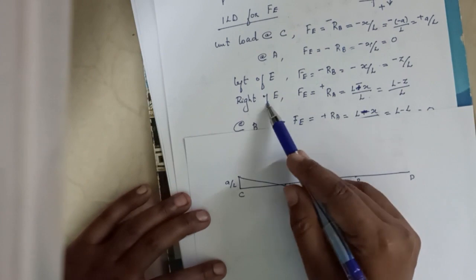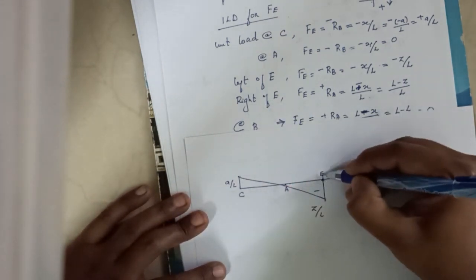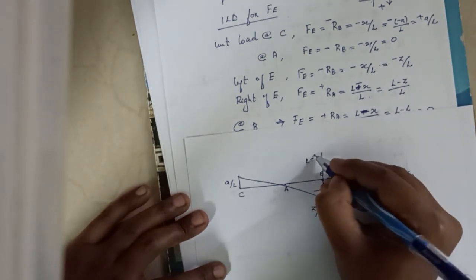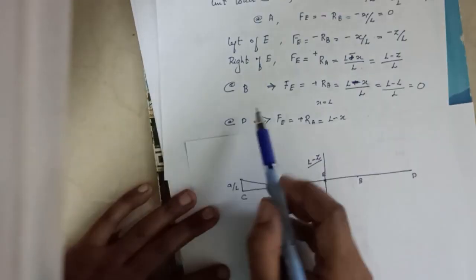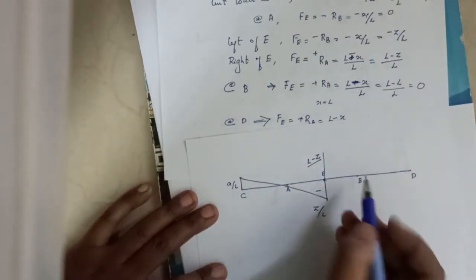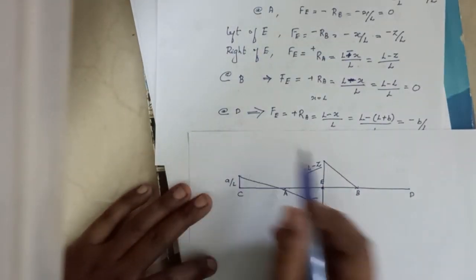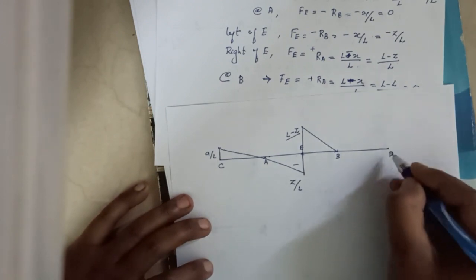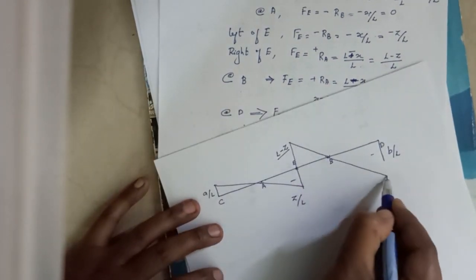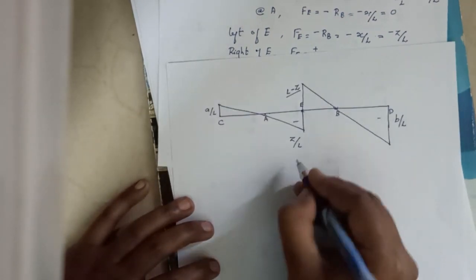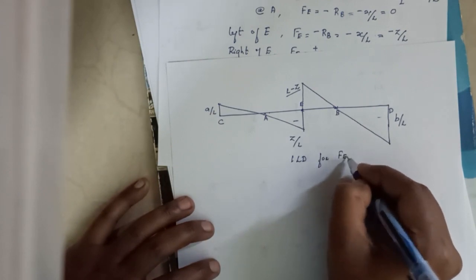Okay. Right of the section E, that is equal to L minus z by L, which is in plus value. So this is L minus z by L. At B, which is equal to 0. At D, it's equal to minus b by L. Minus b means downward direction, minus value. Join. This is the influence line diagram for shear force at the section E.